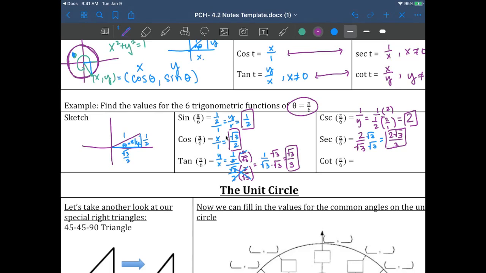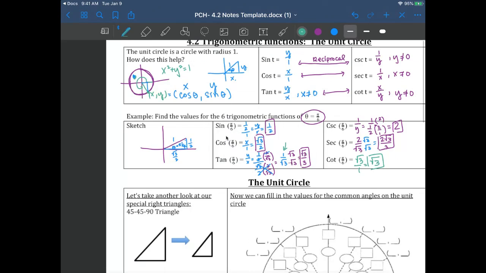So cotangent of pi over 6 is the reciprocal of what? It's the reciprocal of tangent. Knowing that, well, really this 1 over root 3 is the tangent ratio. So I'm going to go ahead and reciprocate that so that my root doesn't end up in the denominator. So the cotangent would be root 3 over 1, which is just the square root of 3. Okay. All right, let's look at the next ones here.